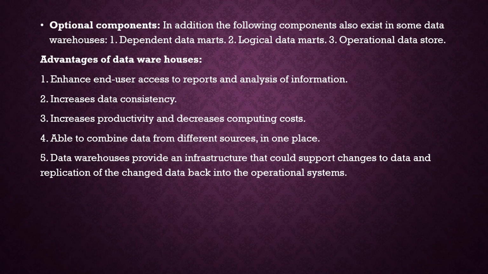And the fourth point is that we are able to combine data from different sources in one place. For example, suppose you are going to access the information of a particular student's name. Actually, the student name includes three fields: first name, middle name and last name. So we can combine such data into a single field. That indicates this fourth point: being able to combine data from different sources in one place.